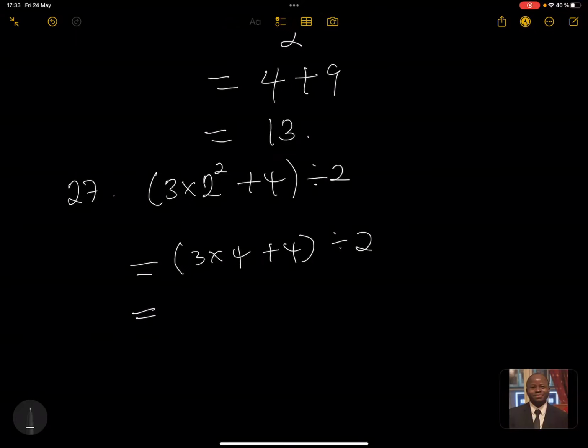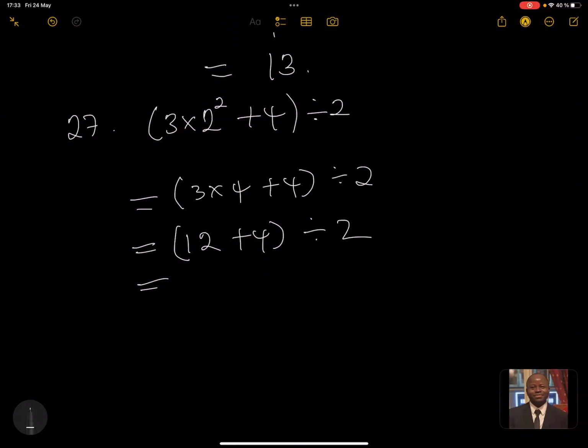So you have 3 times 4, 12, plus 4 divided by 2. Okay. So what is it now? You can see the operations now, everything has reduced to 1. Just do it. 12 plus 4, that gives 16 divided by 2. And then this will be what? 8. I have to believe this is correct. Perfect.